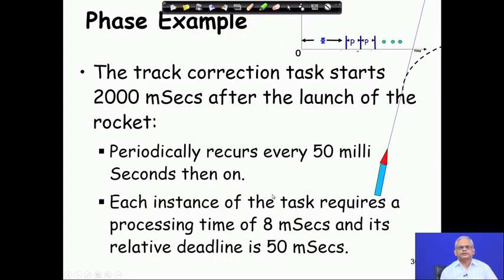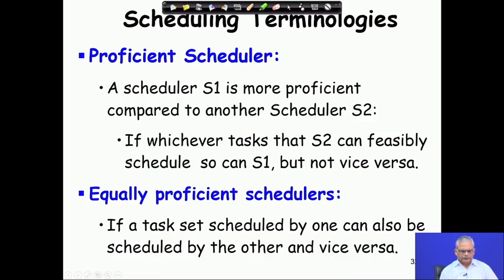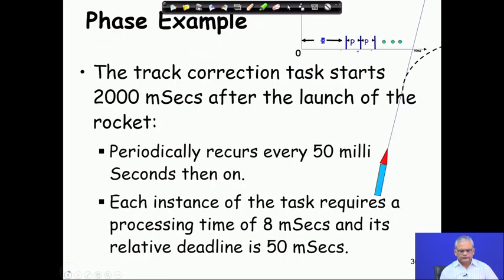So, that is the description of this track correction task, that the phase is 2000 millisecond after the rocket is fired. For 2000 milliseconds, no track correction takes place, and after 2000 millisecond, the first track correction task starts, and then it recurs after 50 millisecond, and each track correction task requires 8 millisecond of execution time, and the deadline for each task once it is released is also 50 millisecond.